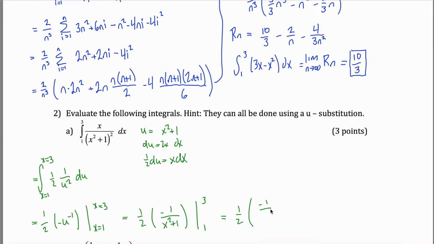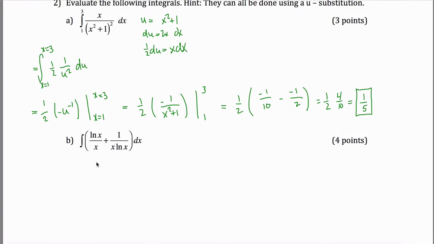And then I got negative 1/10. You plug in a 3 here. 3 squared is 9, plus 1 more gives you 10. And then from that, I want to subtract negative 1 over, if you plug in a 1, 1 squared is 1, plus 1 is 2. So if I needed a common denominator here, I could say this is 5/10. So I'm subtracting negative 5/10. That's the same as adding 5/10. So I got 5/10 minus 1/10. I got 4/10. So I got 4/20, which is the same as 1/5. So I end up with that as my answer.